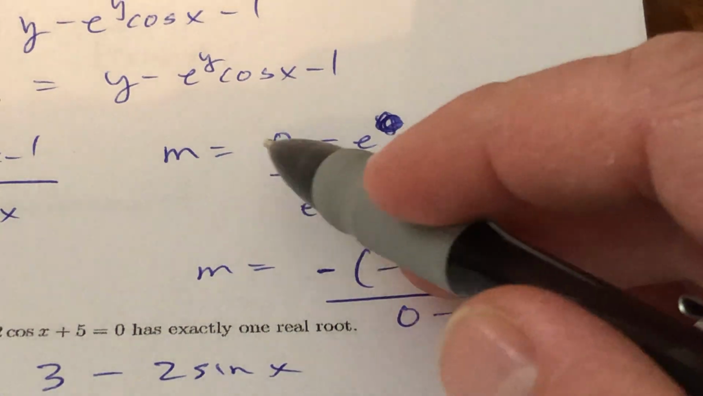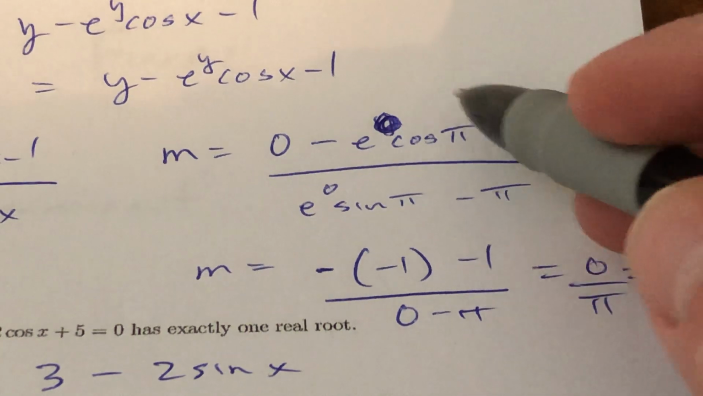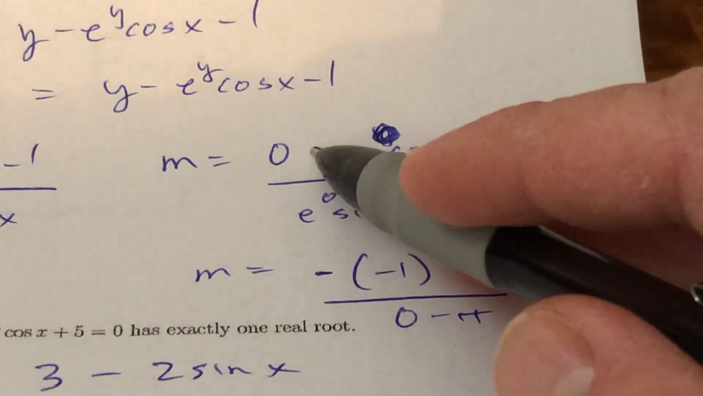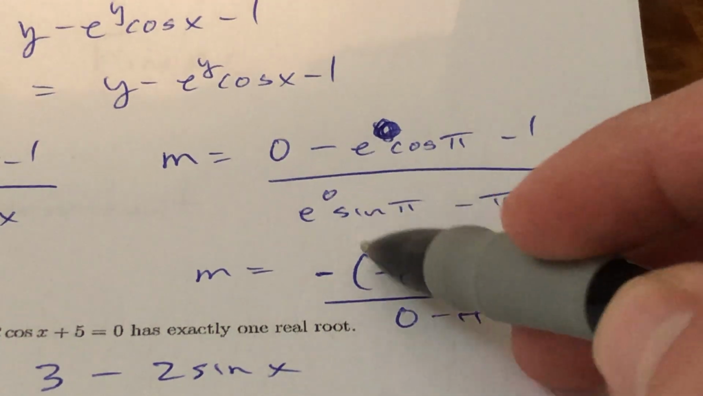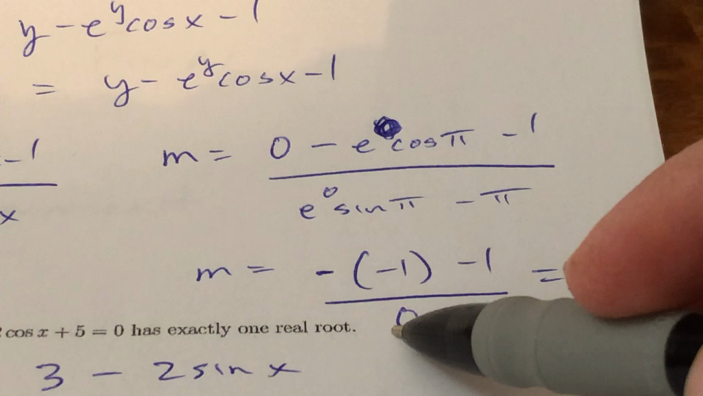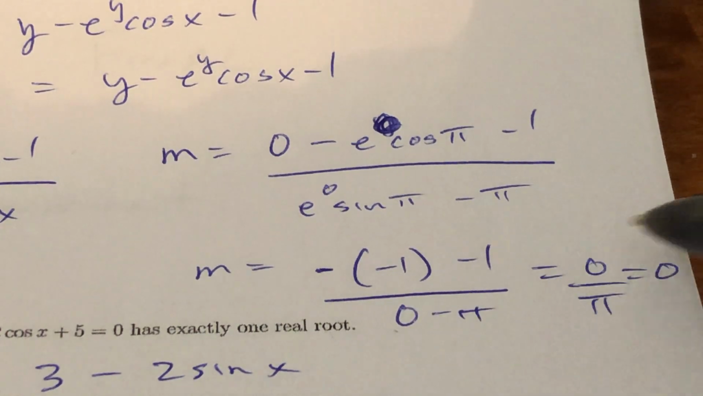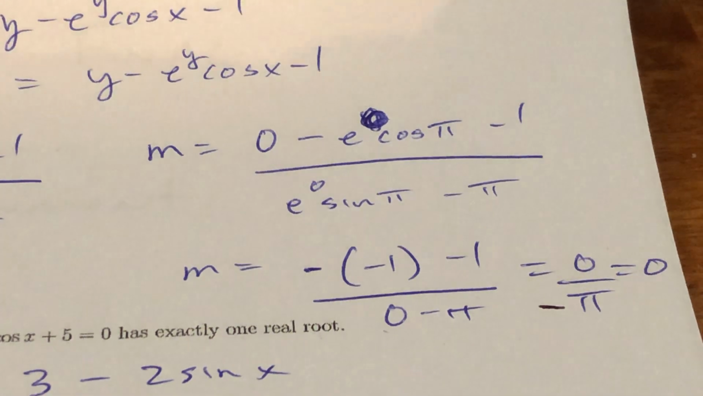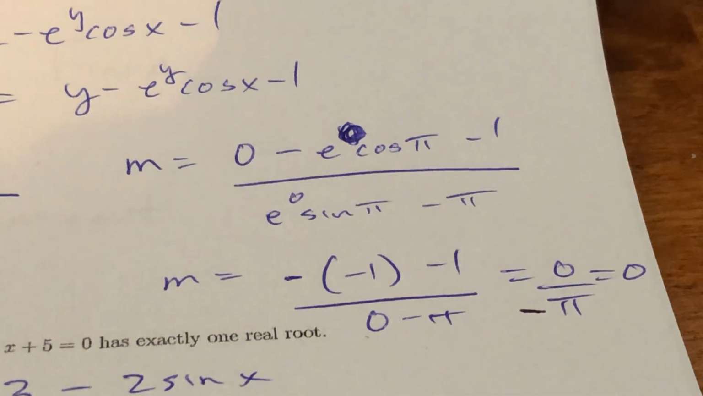Okay, so that is 0. E to the 0 is 1. Cosine of pi is negative 1, times a negative 1, it's going to give you 1 up here. And then you're subtracting 1. Then you have 0 because sine pi is 0, minus pi. You get 0 over, well, negative pi, but it doesn't matter. You get a slope of 0, which is silly.